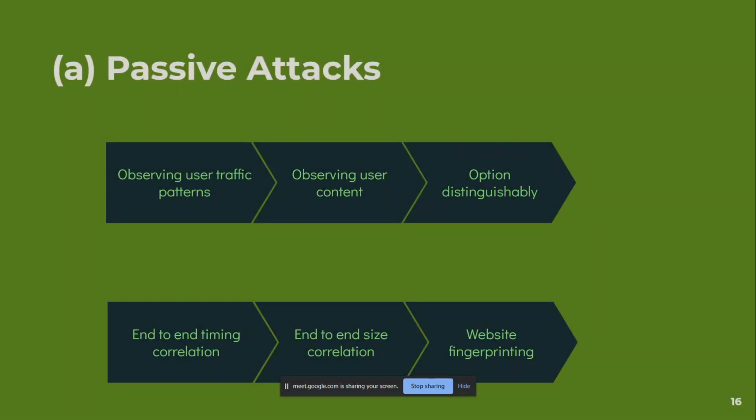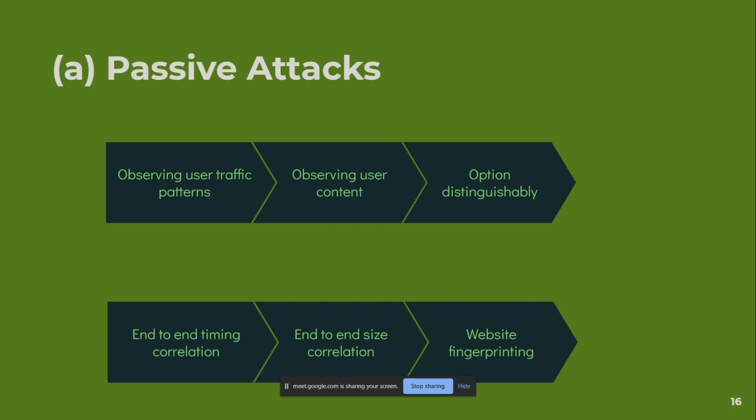Right. So I'm going to be explaining passive attacks. I'm not going to go into much detail, but it's just an overview. Passive basically just means that you're not actually doing something. It's just like you're snooping around and looking into things. For example, you can observe the user patterns, traffic patterns. You can observe the user content, whatever the user on Tor is browsing.